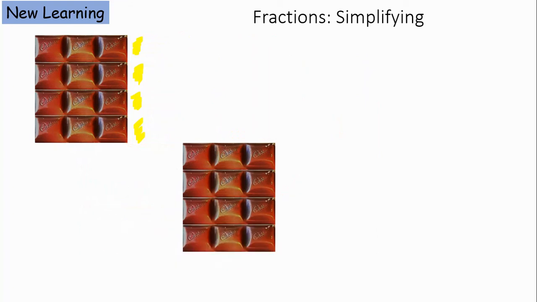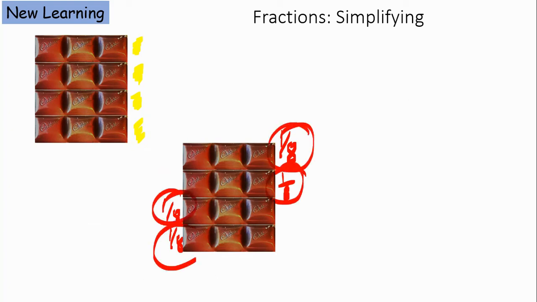On my next one, I've split them all up into 8ths. Now, here is an 8th. Underneath that, there's another 8th. There's an 8th over here. So each one of those is an 8th. Now, if I had an 8th plus an 8th plus another 8th plus another 8th, the fraction would look like this.